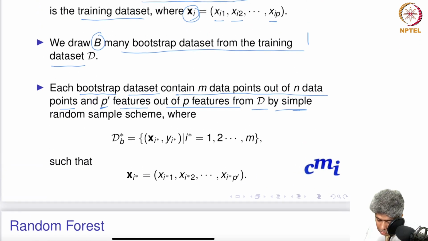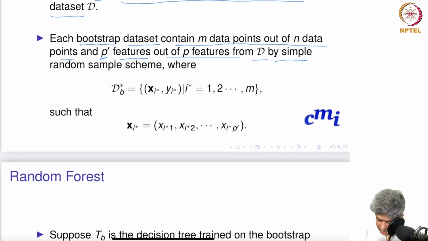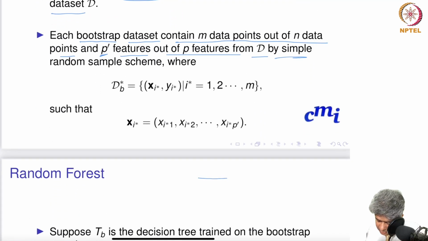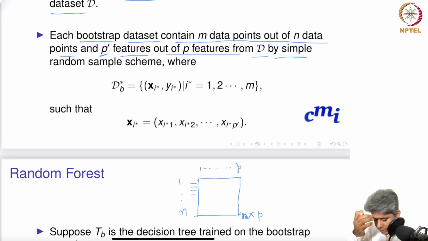So first of all, here you have a data set. Let me try to tell you. The data set has n samples and p features. So 1, 2, 3, 4 up to n samples and p features 1 to p. Okay, n rows, p columns.